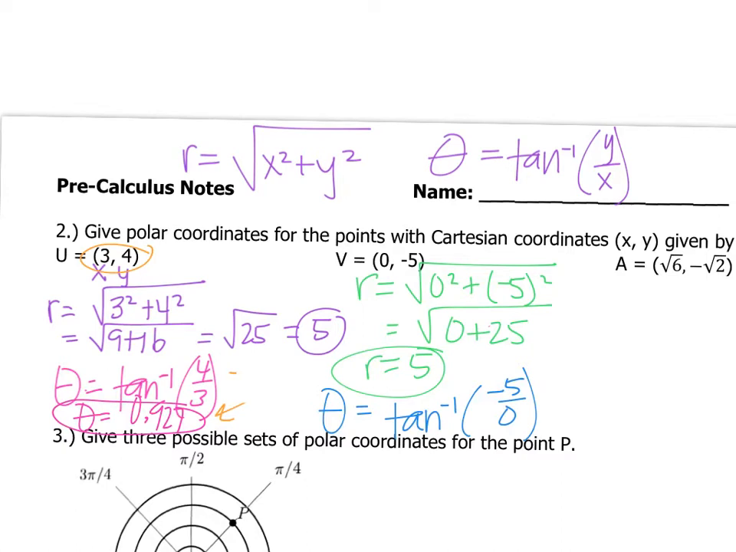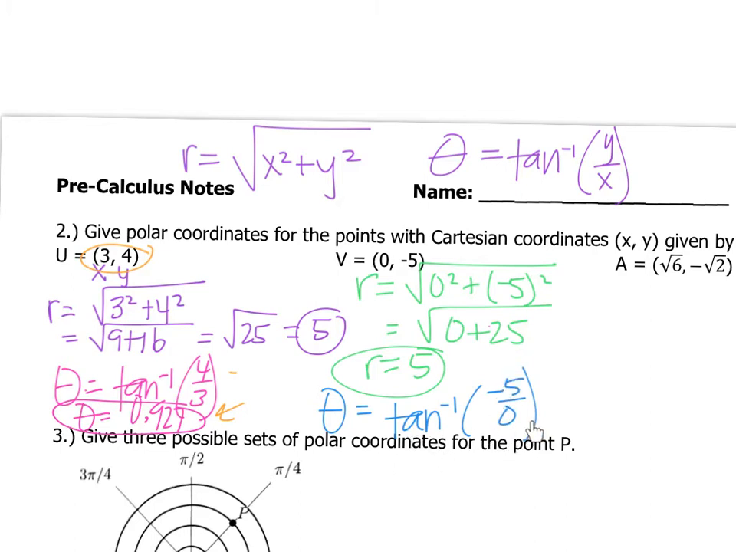Now, when you put that on your calculator, you're going to get an error. Well, why are you getting an error? Hopefully you see that you're getting that error because you have a 0 in the denominator of that fraction. But that's perfectly fine because there are tangent values that are undefined. That's where you have those asymptotes.